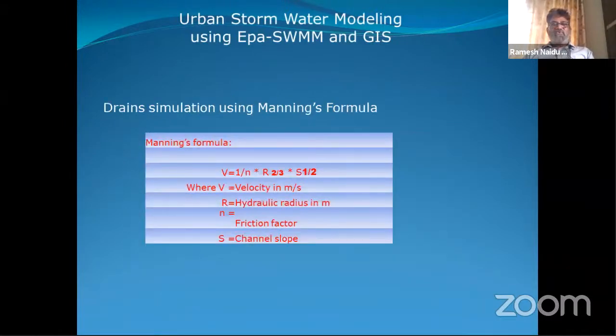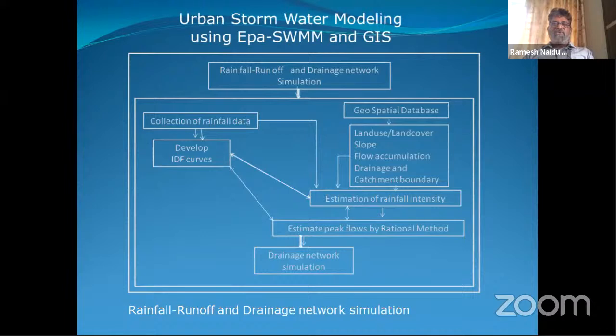And Manning's formula we usually adopt for designing the pipe parameters, including diameter and its hydraulic radius and all those things. And this is the process flowchart that we can implement for designing a stormwater network model. Rainfall runoff and drainage network simulation can be done using this process. The collection of rainfall data, whatever I told you, IDF curves, you have to develop intensity, duration, frequency curves for the rainfall events. And a geospatial database is also very important, because we have to integrate all the data that we have collected from different surveys and departments.